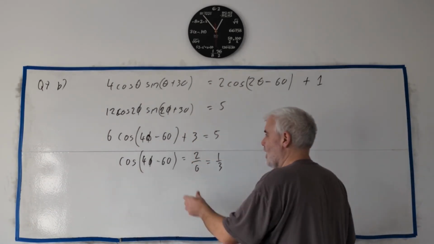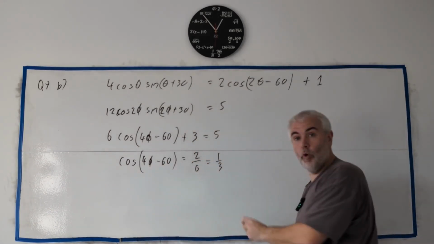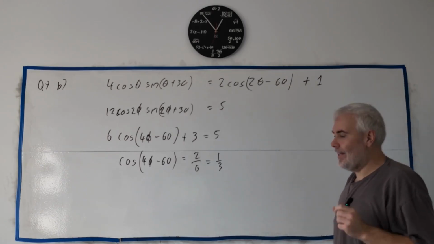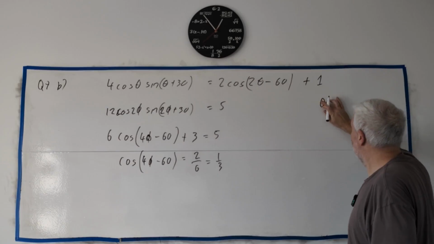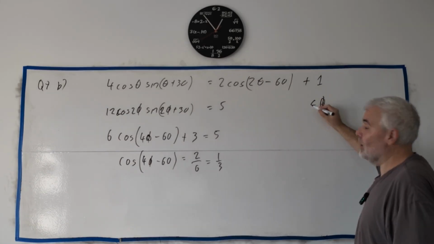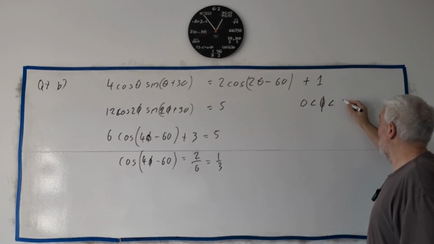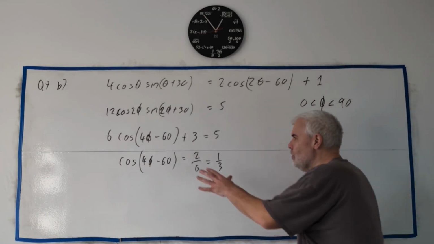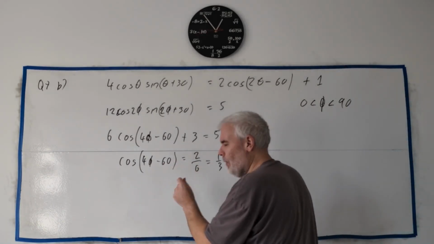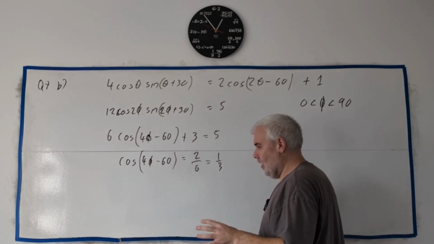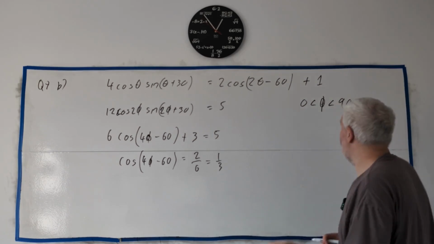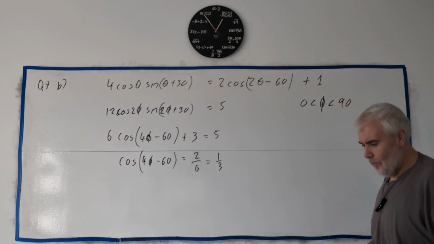So this whole question comes down to cosine of something is equal to 1 over 3. At this point, you do need to pay attention to the fact that they told you that phi was bigger than 0 and less than 90. Now, what you can do is just solve this question. Remember, you always get millions of answers for phi when you do it. Solve that and just pick the ones that are between 0 and 90.